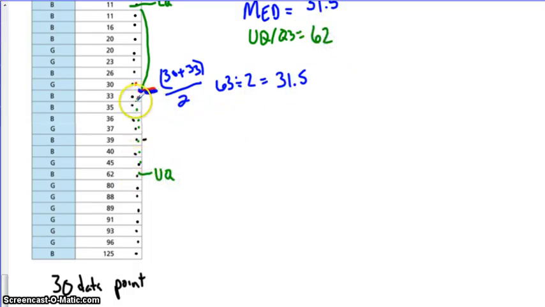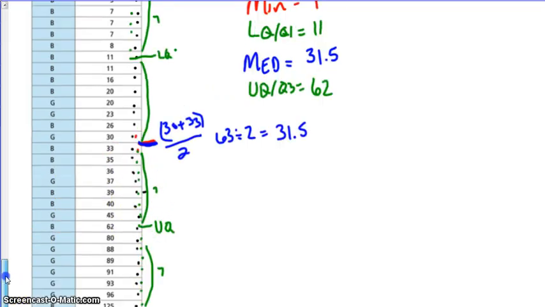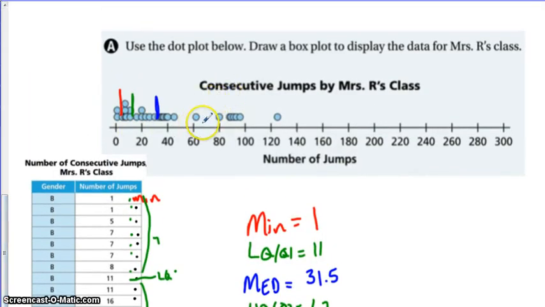Again, there should be 7. 1, 2, 3, 4, 5, 6, 7 on this side, and 1, 2, 3, 4, 5, 6, 7 on that side. So it's the middle. All right, so I'm going to plot 62. 62 is going to be this one right here.